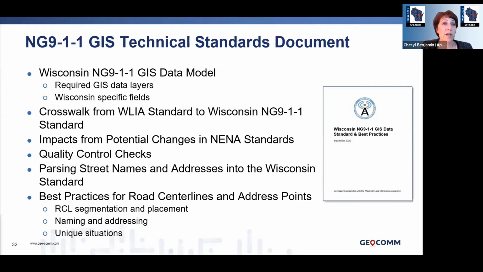A lot of times we've gotten questions about how do you parse street names and addresses, and so we have some pages of examples of how you do that. And we'll go into details today about how to do some parsing and give you some real life experience with that. And then the last part of the document actually talks about best practices for those road center lines and address points and gets into a lot of details about segmentations, how to put different attributes on them, and also some unique situations that you may run into and are not quite as common.